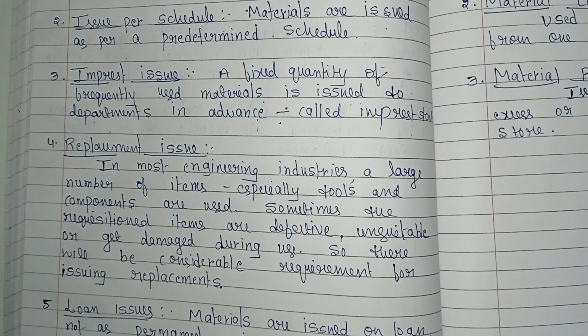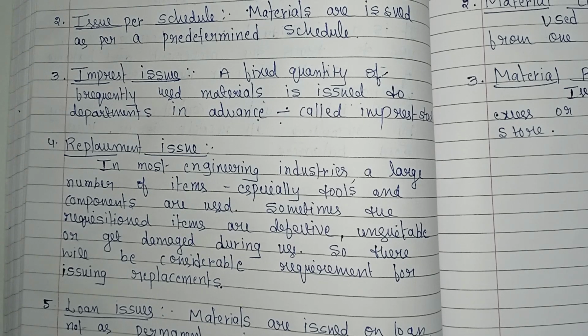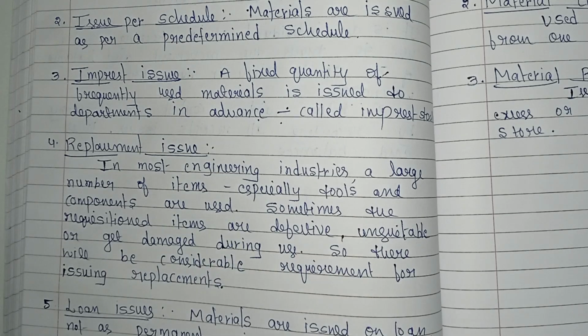Here we need not raise a requisition again in the case of replacement issue, but we need to return the original item. Then only the new one is issued, with proper documentation referencing the original issue. They get the new materials only after submitting the documentation that supports the original materials. So this is replacement issue.